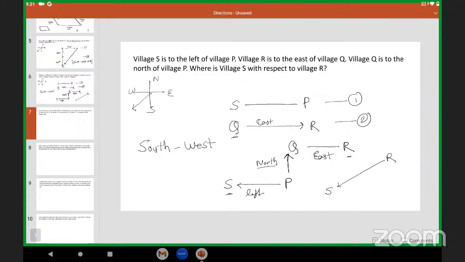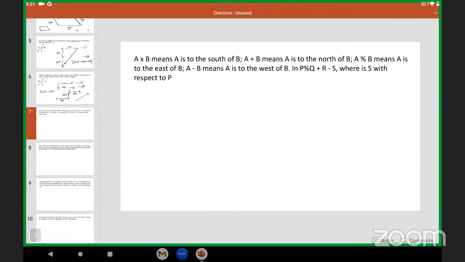Let's move on to the next question. You can take 2 minutes to solve this one. Here, certain symbols are given, and those symbols will indicate a certain direction sense.